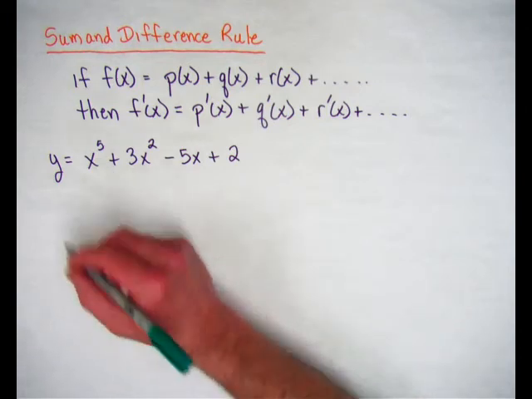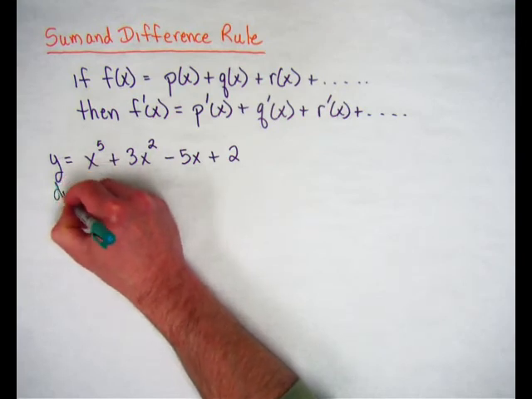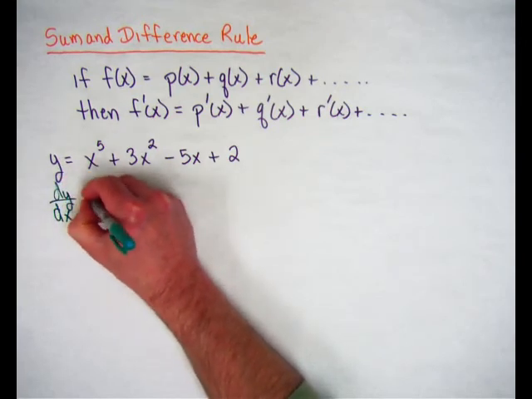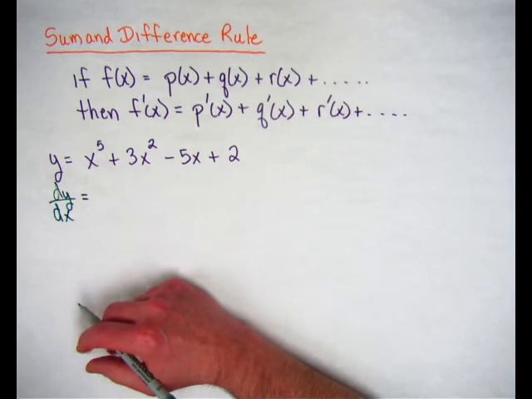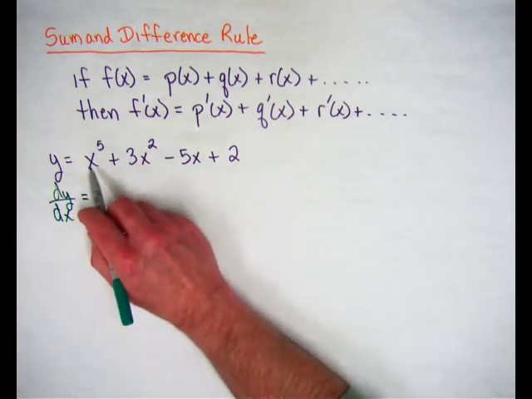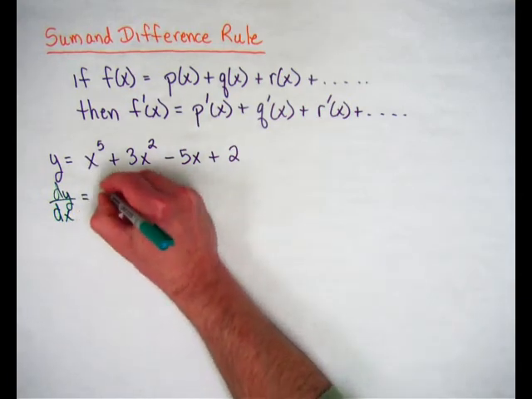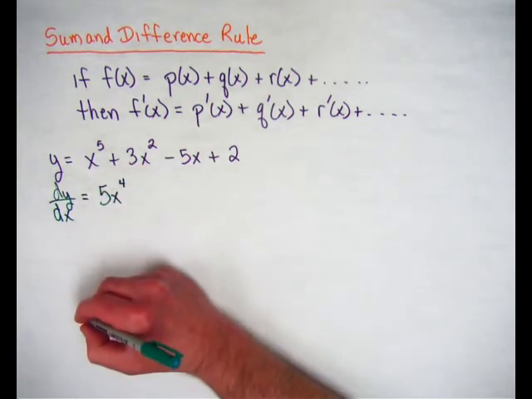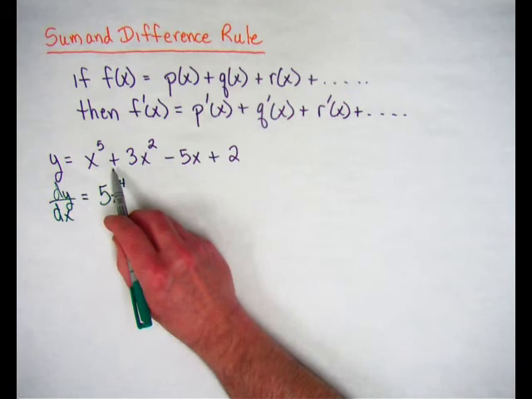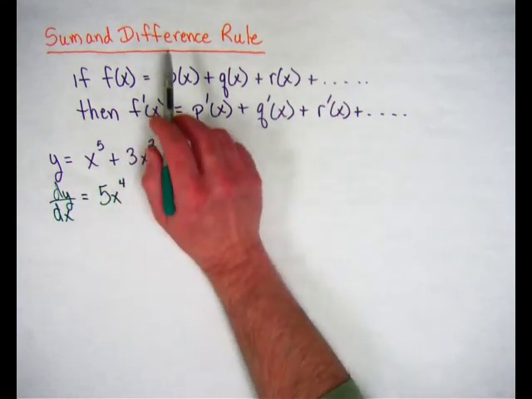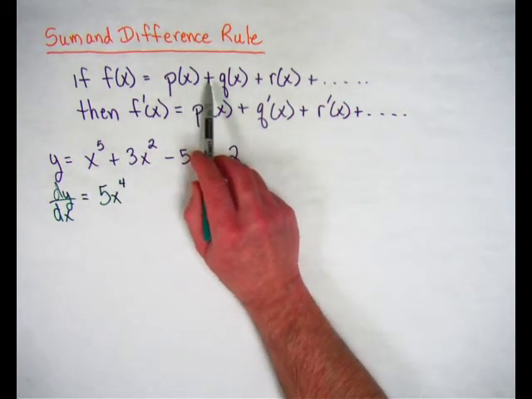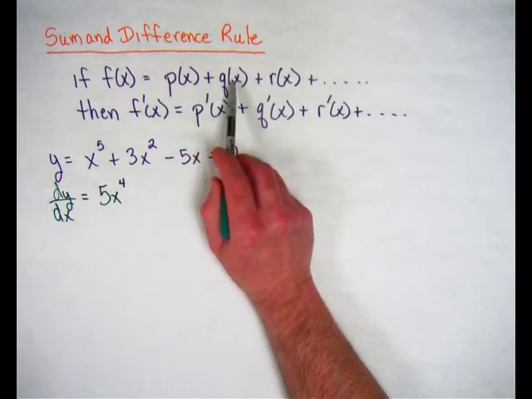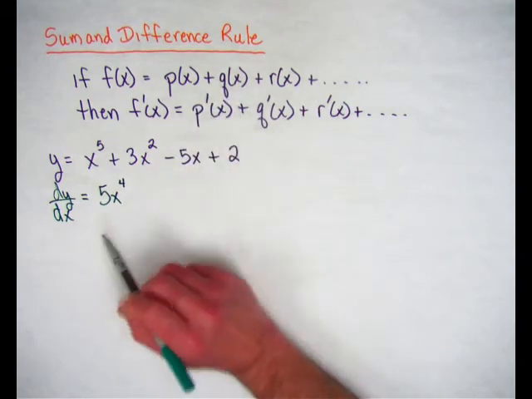So to take the derivative of this, we would just go dy/dx equals. Now the first thing we come across is just a power, x to the 5, so that would be 5x to the 4th. Now there's a plus sign which separates these two terms, and according to this rule, if you have a function separated by a plus sign and another function, you just take their individual derivatives.